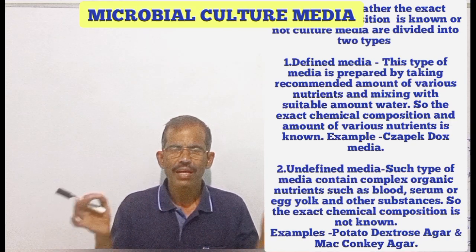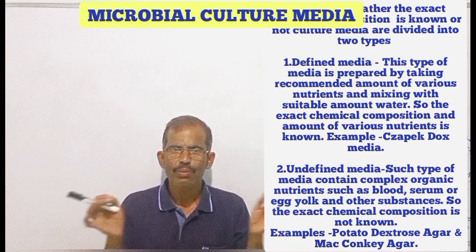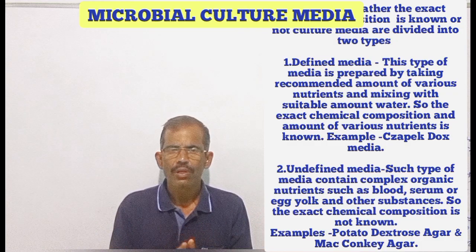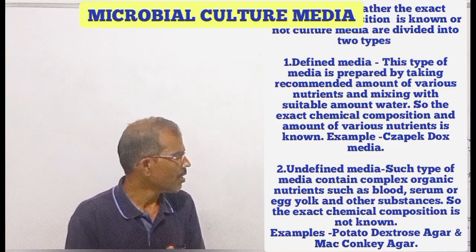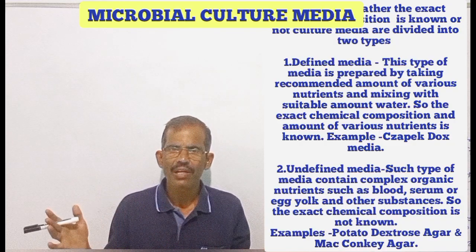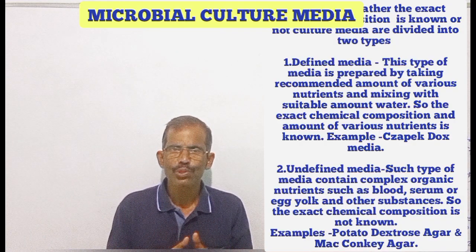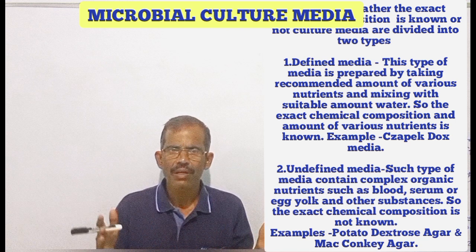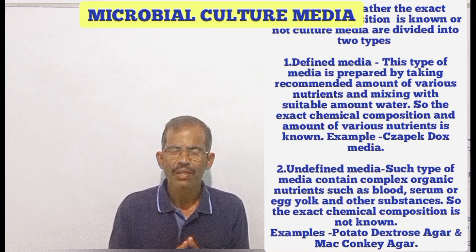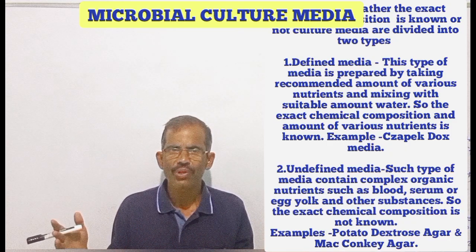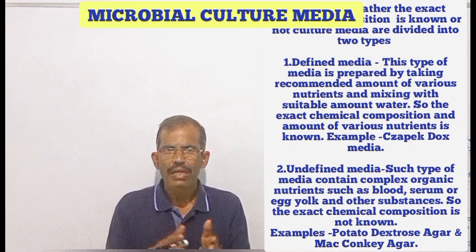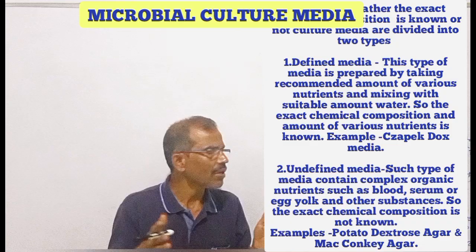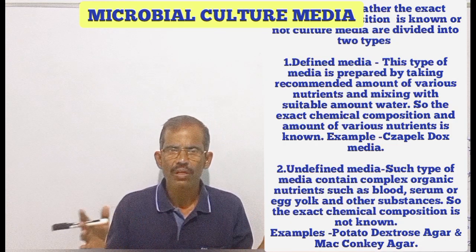Based on whether the exact chemical composition of the media is known or not, culture media are divided into two types. Number one, undefined media, which has a complex chemical composition. Its exact chemical composition is not known. It is prepared by mixing complex organic nutrients such as blood, serum or egg yolk. Examples are MacConkey agar and potato dextrose agar.